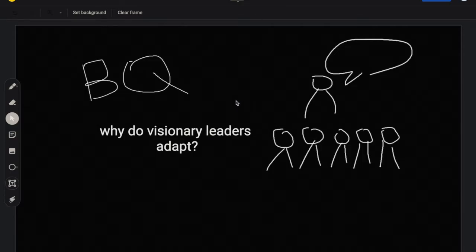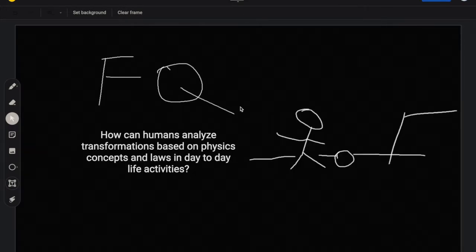First, we have the big question for this semester, which is why do visionary leaders adapt? Followed by the focus question for this physics term, which is how can humans analyze transformations based on physics concepts and laws in day-to-day life activities?